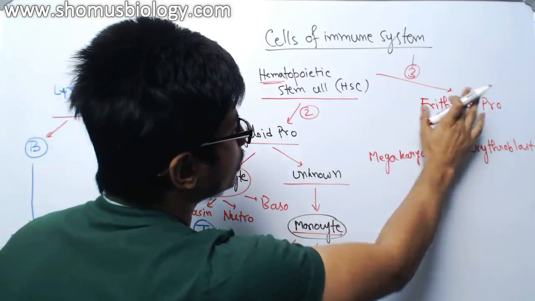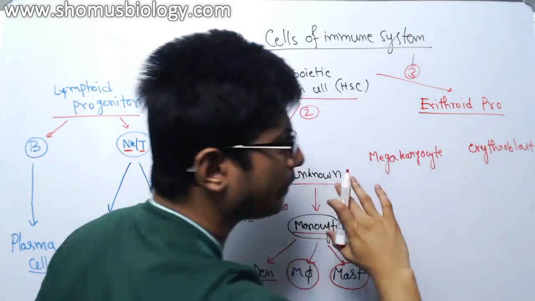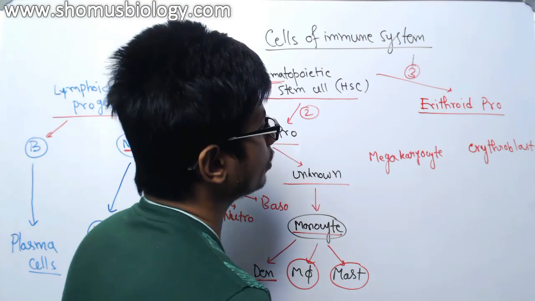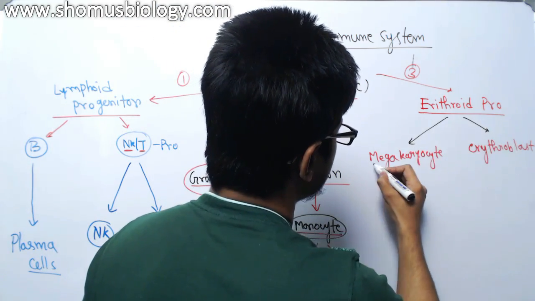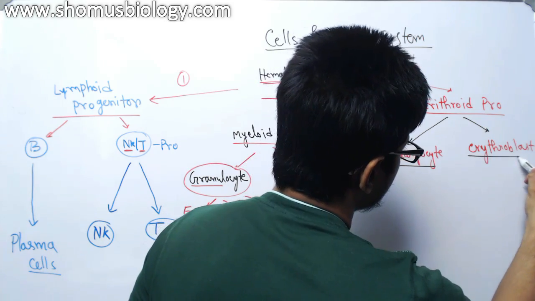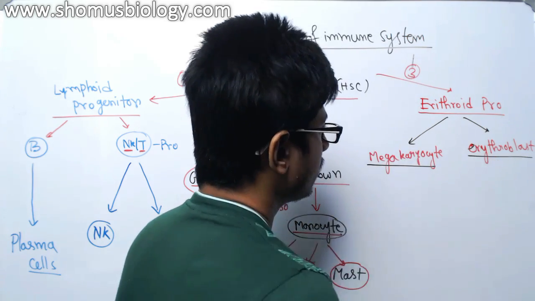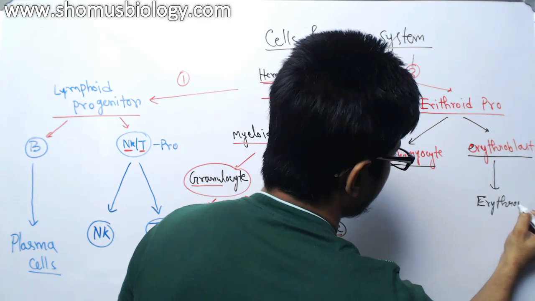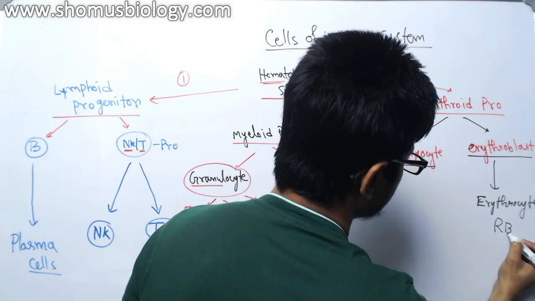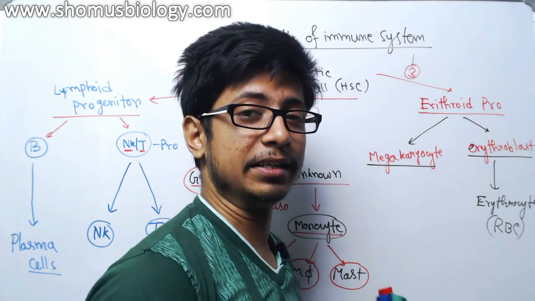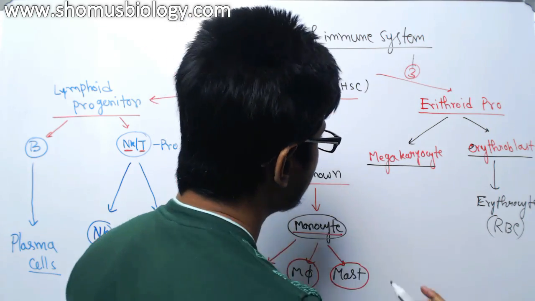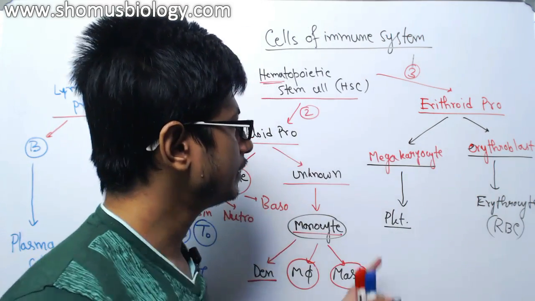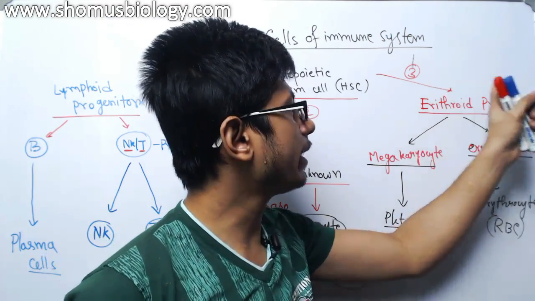And the third progenitor cell is the erythroid progenitor. It is completely different and they produce all red blood cells. Actually they also divide into two parts. One is known as megakaryocyte and the other erythroblast. From the erythroblast they produce erythrocyte. Erythrocyte is nothing but RBCs, that is the characteristic of the blood, the red color, because they carry hemoglobin, while megakaryocytes develop and produce platelets. These are the two things produced from erythroid progenitor.